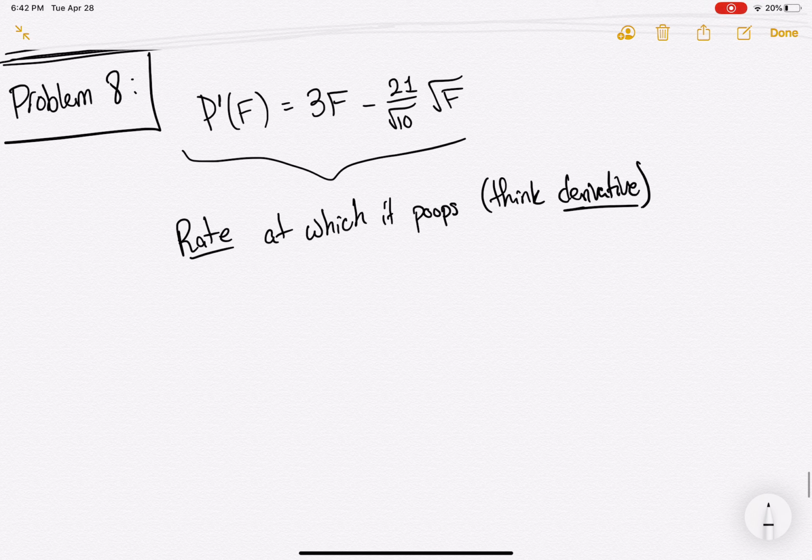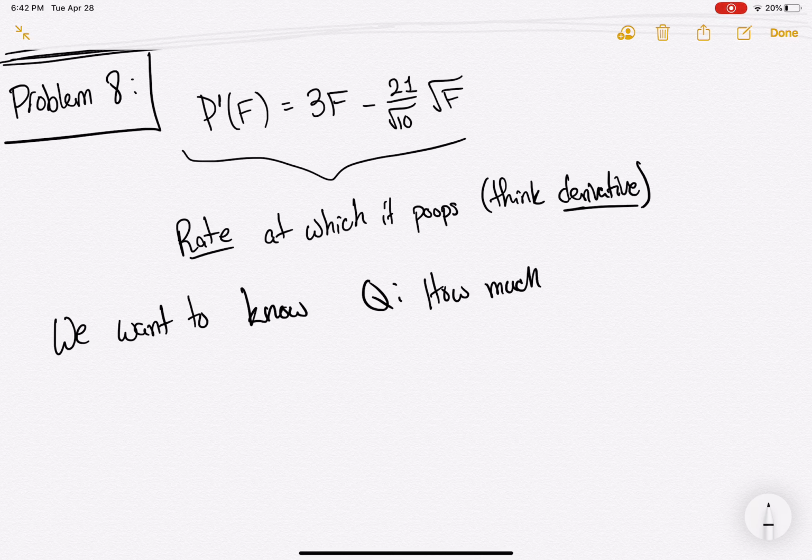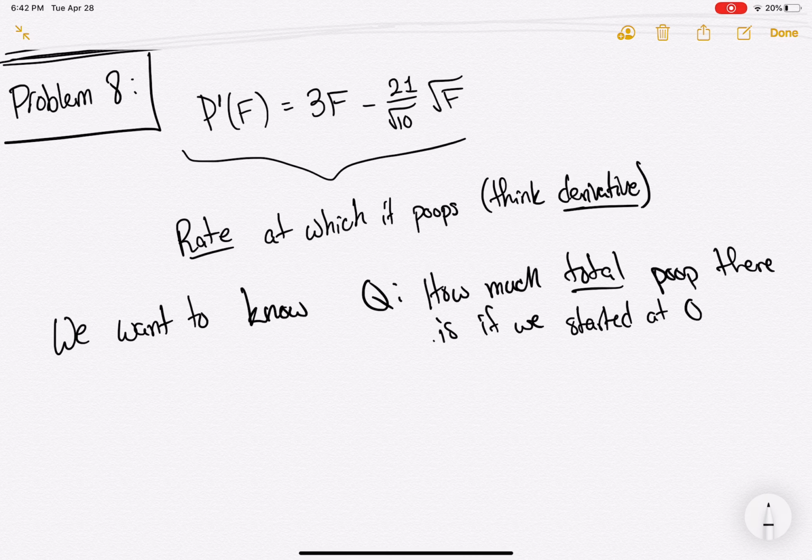And then we want to know, this is the question here: how much total poop there is if we started at 0 grams and ended at 10 grams.